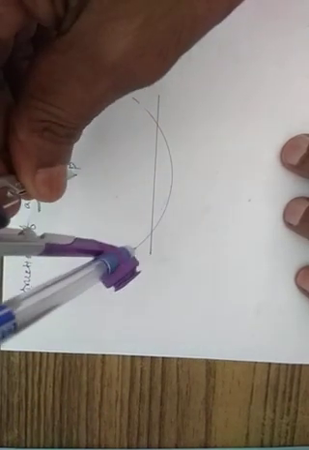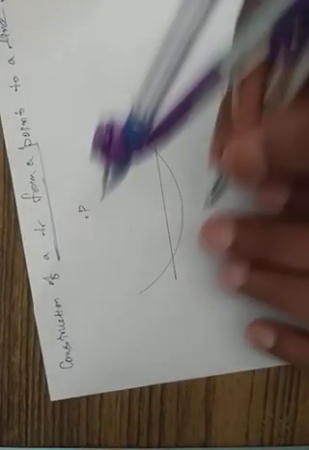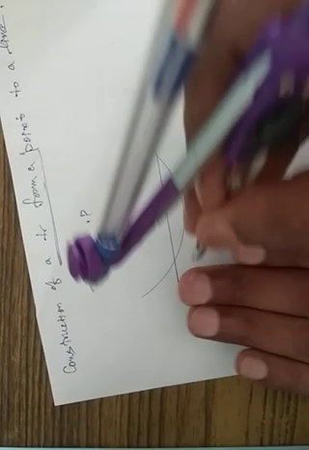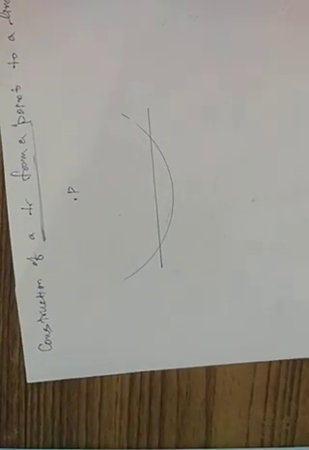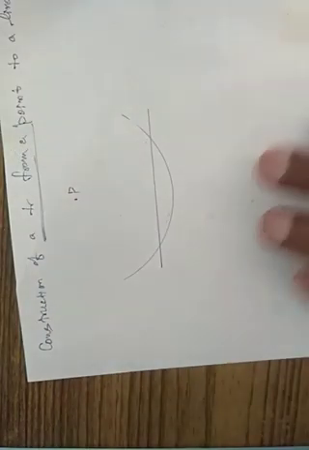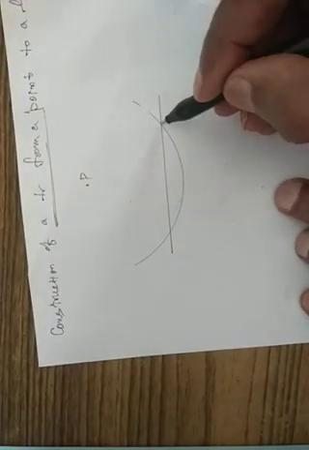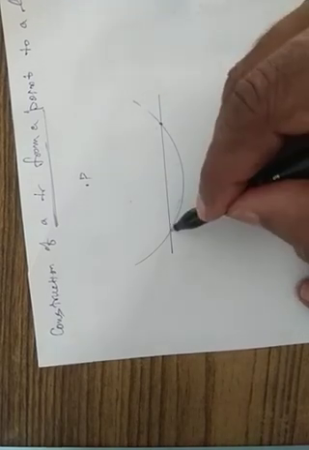From this point, I have drawn an arc such that it will intersect at 2 points. If it is not going to intersect, you just extend the line so that it will intersect at 2 points. Clear? Now, we have the 2 points, just see, this point and this point.